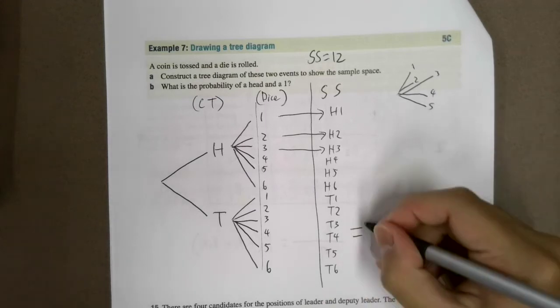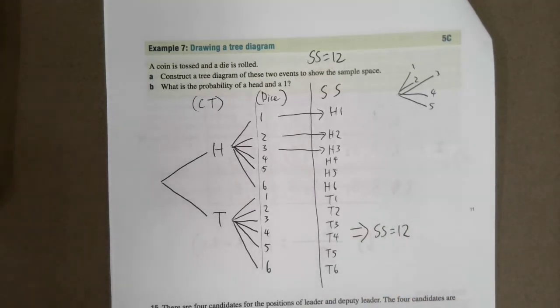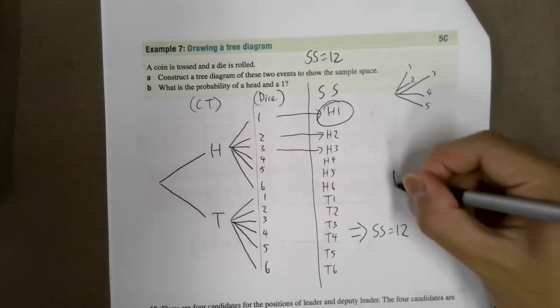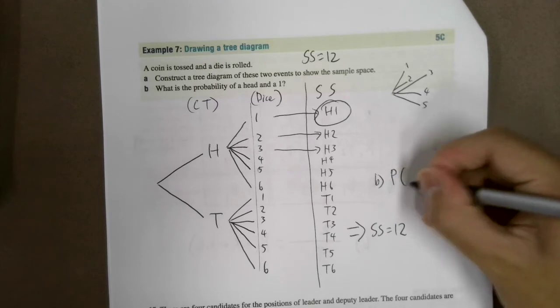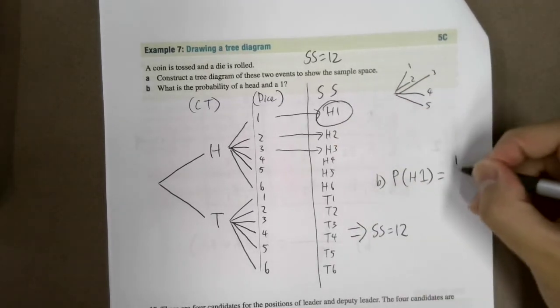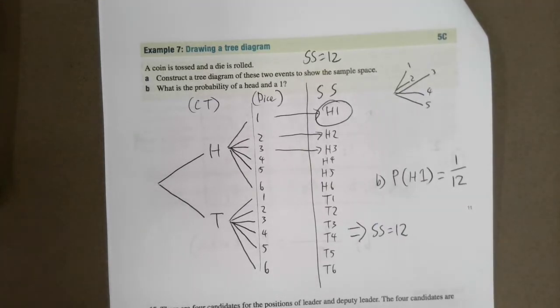And we can see the total number here is 12. So if we were to answer the question again, what's the probability of a heads and a 1? How many heads 1s are there? How many sample space do we have? So our answer is 1 in 12.